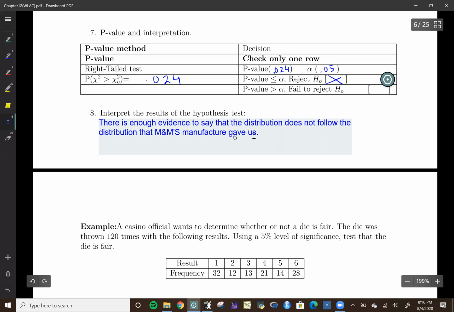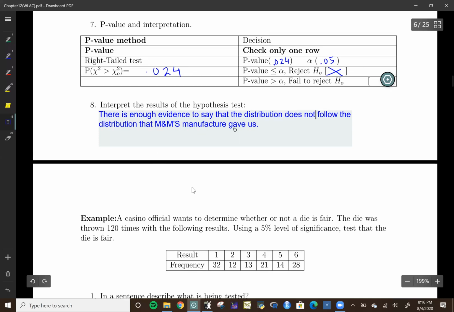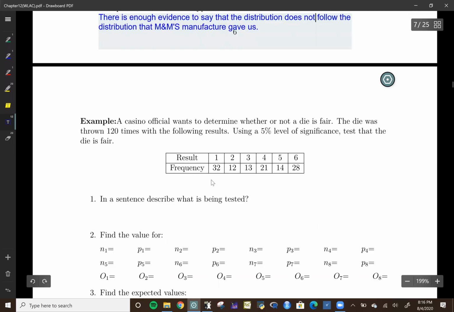So we're saying that the percentage that the manufacturer gave us, how much percentage is given for each one, is not the same as what we actually got based off of our sample. So we're saying the two distributions are not the same. All right, and that's it for that first one. Any question for that first one? All right, let's do the second one.